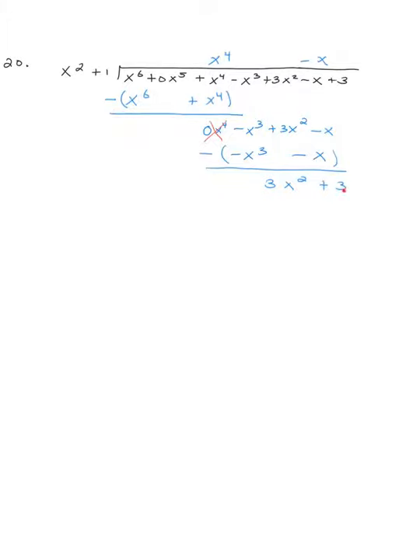Okay, so now I'm going to multiply this thing by 3. I get 3x squared plus 3. The difference of these two things is 0. So this problem was a little bit strange where the answer, what all of this means is if you take x squared plus 1 and you multiply that to x to the 4th minus x plus 3, the answer is x to the 6th plus x to the 4th minus x cubed plus 3x squared minus x plus 3.